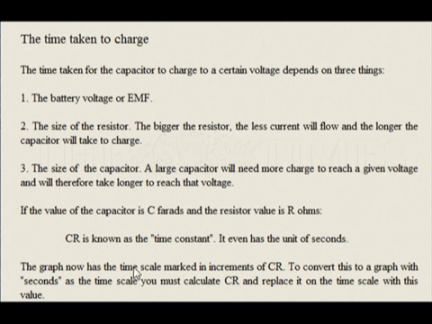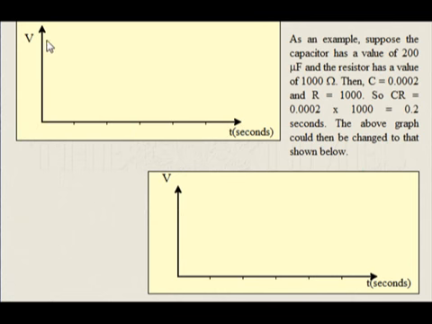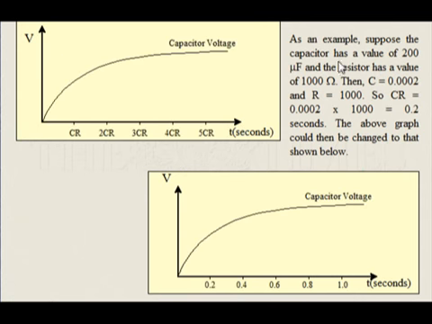The graph now has the timescale marked in increments of CR. To convert this to a graph with seconds as the timescale, you must calculate CR and replace it on the timescale with this value. As an example, suppose the capacitor has a value of 200 microfarads and the resistor has a value of 1000 ohms. Then C equals 0.0002 and R equals 1000. So CR equals 0.0002 times 1000 equals 0.2 seconds. The above graph could then be changed to that shown below.